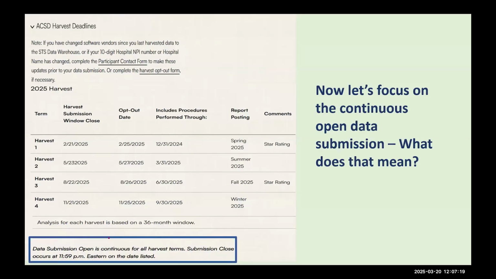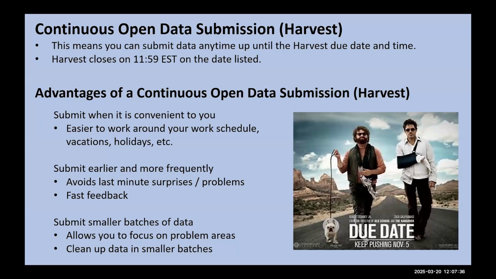When you look at this deadline, at the bottom here, it says data submission is open as continuous for all harvest terms. So what does that really mean? What does continuous data mean? It means that you can submit data anytime until the harvest due date and time. Remember, it closes 11:59 Eastern Standard Time on the date listed. If you've got to change something before that date and time, you can go ahead, update your record, and submit it, and it'll be contained in the harvest.